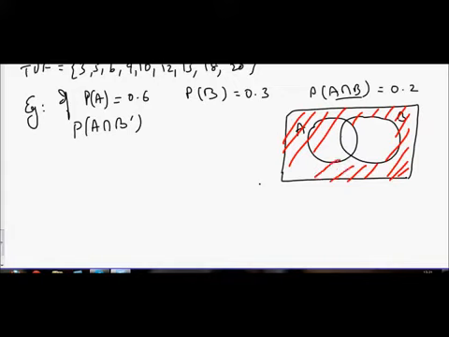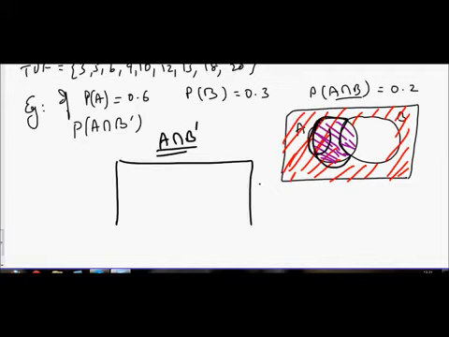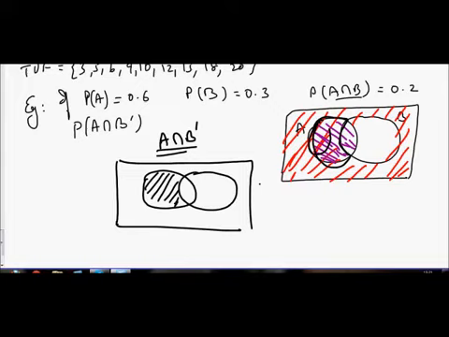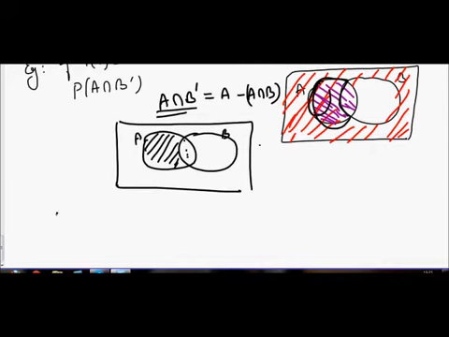I think you are thorough with set theory, so you should be able to draw what is A intersection B complement. So A intersection B complement would be, this is A, so where you have both the colors, right? This is the part which is A intersection B complement. This is A, this is B, and you can see that this can also be written as A minus A intersection B, right? You are taking away the A intersection B from the A. Therefore, I can rewrite P of A intersection B complement as P of A minus P of A intersection B.